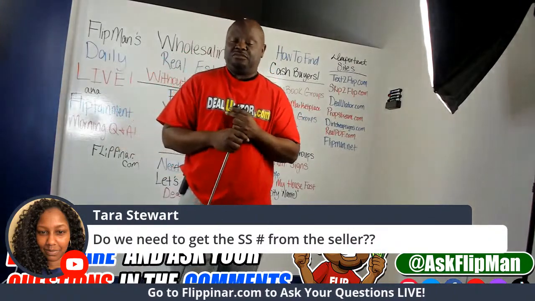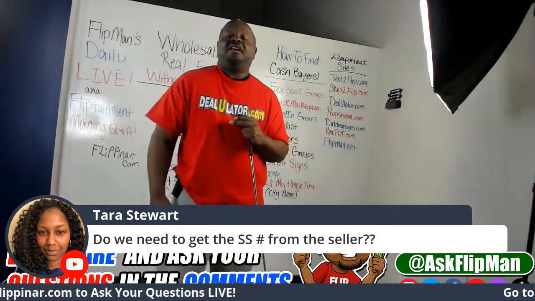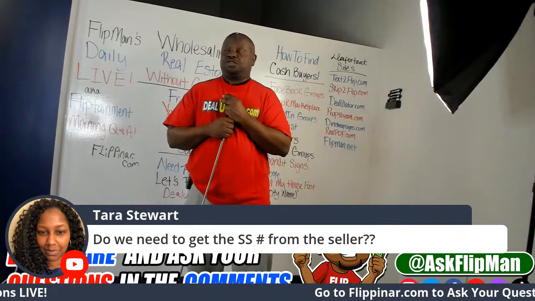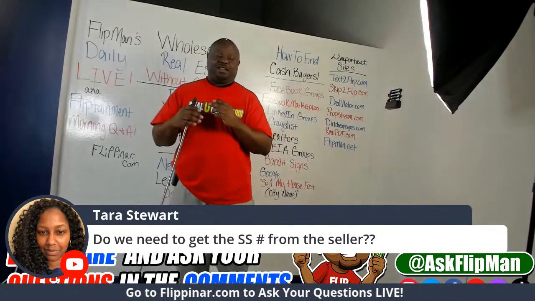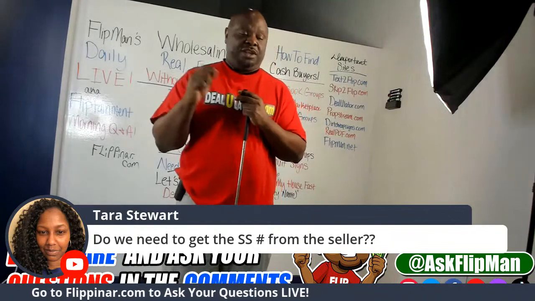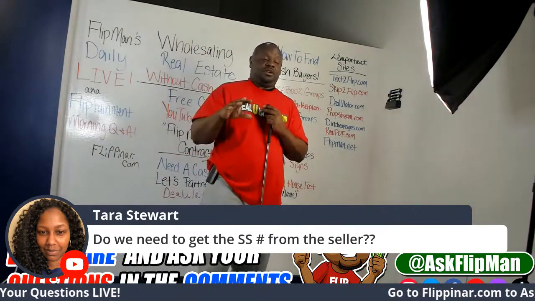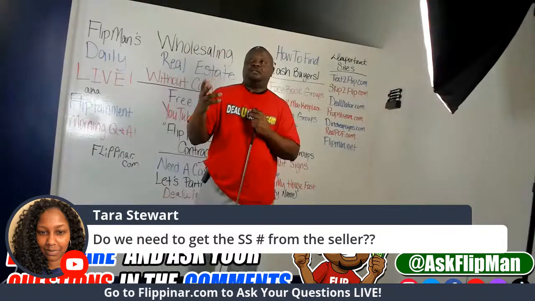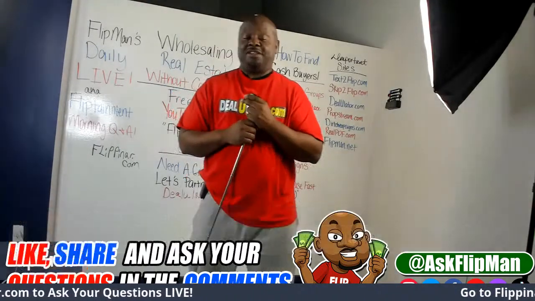Tara Stewart from YouTube is asking, do we need to get the social security number from the seller? You know what? I really should have removed that from the contract years ago, but I show an example. You just put NA for not applicable. So to answer your question, no, you don't need the seller's social security number. On my contract, just go ahead and put NA, and that'll suffice. Thank you for asking your question.